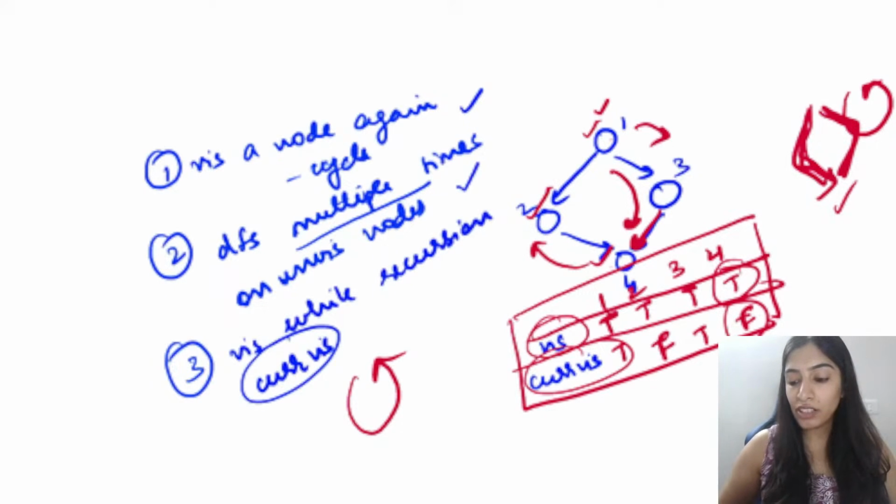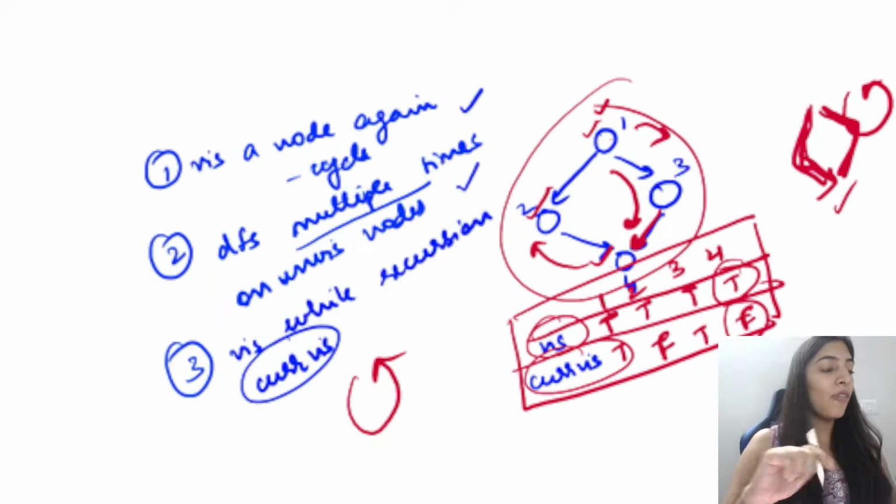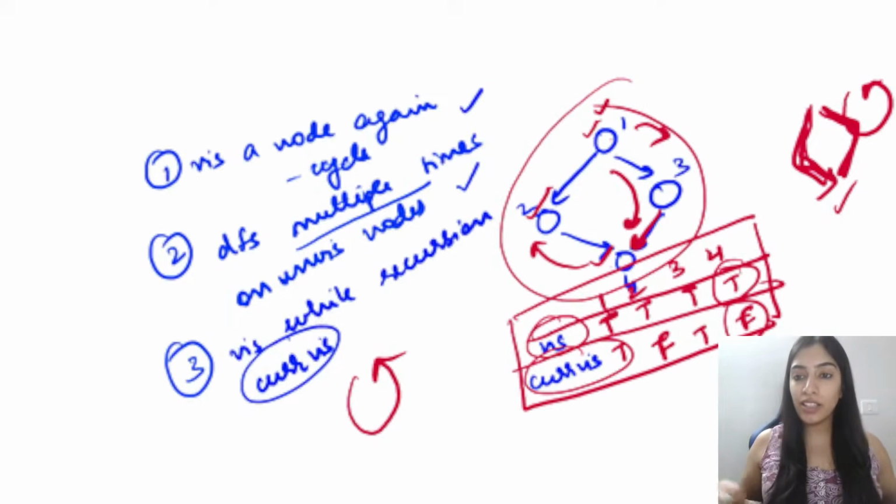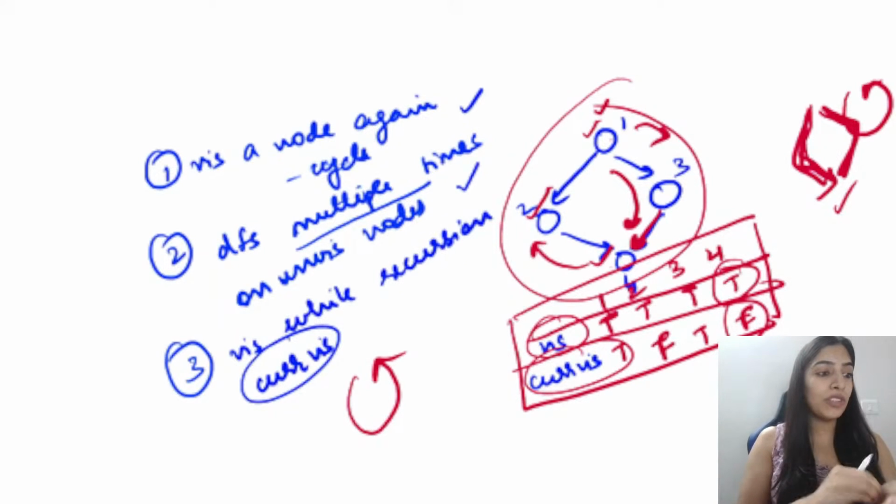This is a very good example that you should take to understand why we need another structure, current visited, over here. We are basically doing DFS multiple times, but we are also making sure that when we are visiting the node again, we know that it is because of the cycle.